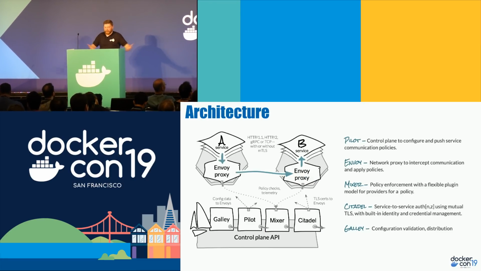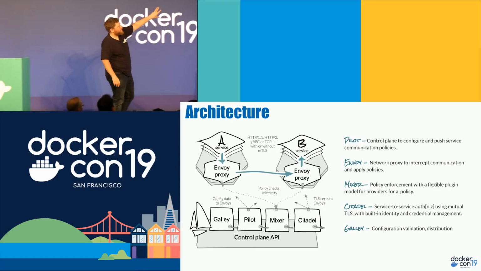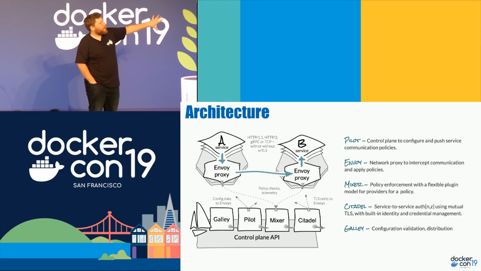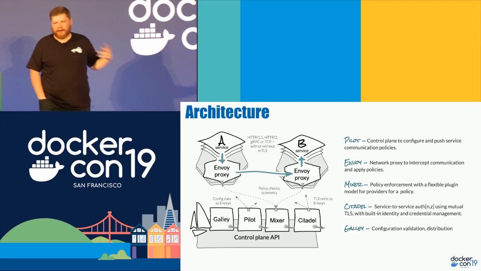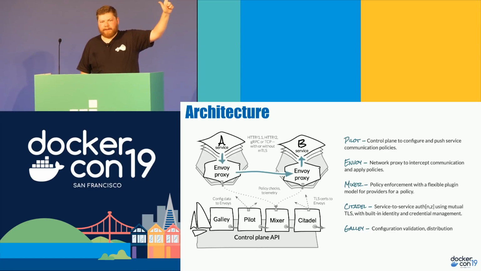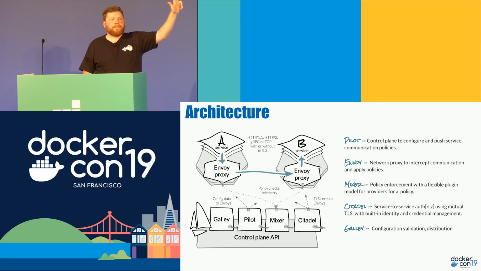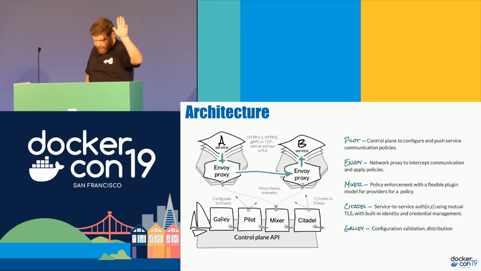So in summary, this is our architecture. We have services that are deployed beside a proxy. We have a control plane that programs them. That control plane is composed of 4 key components: Galley for config distribution, Pilot for programming Envoys, Mixer for applying policy and generating telemetry, and Citadel for issuing identities.